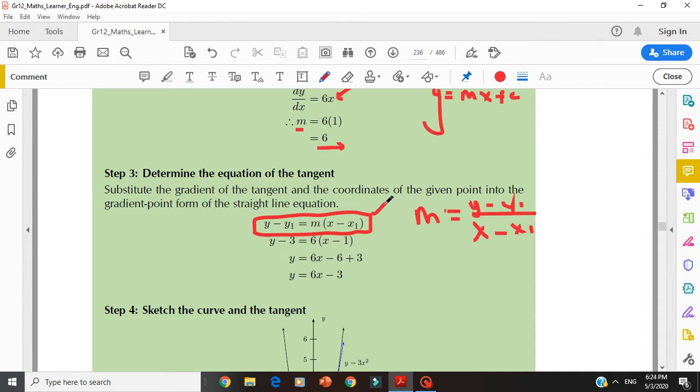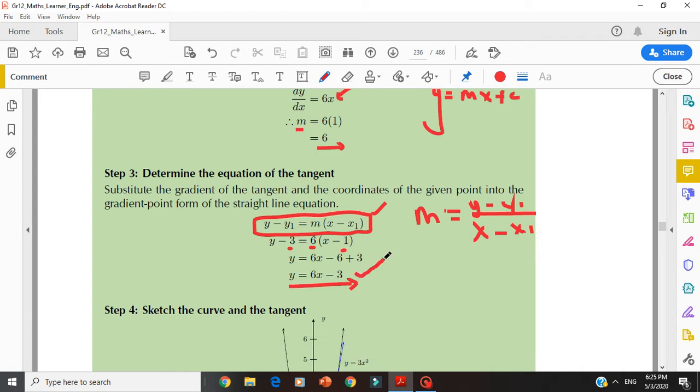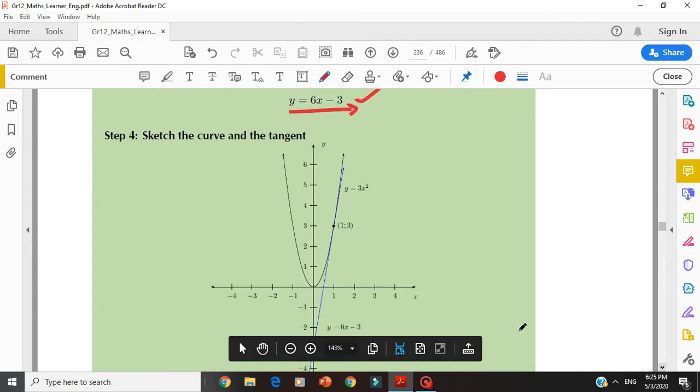So now we're going to substitute the given point (1, 3). We already got the slope being 6. Rearranging the formula and solving for y, taking 3 across becomes plus 3. 6 times x gives you 6x, and 6 times minus 1 is minus 6. So your overall equation is 6x minus 6 plus 3, which gives me 6x minus 3, and this will be my equation. So you got an increasing slope, and that's why this line increases.